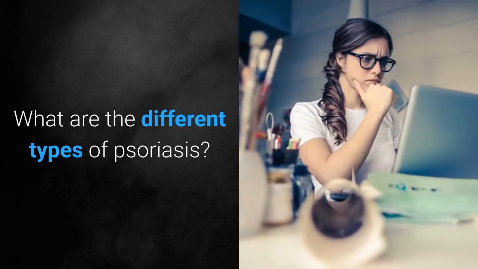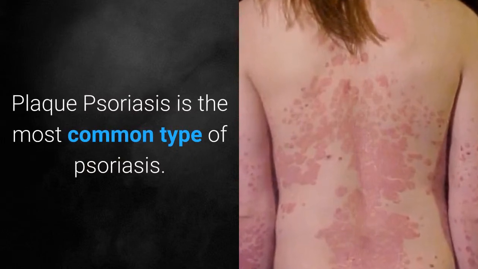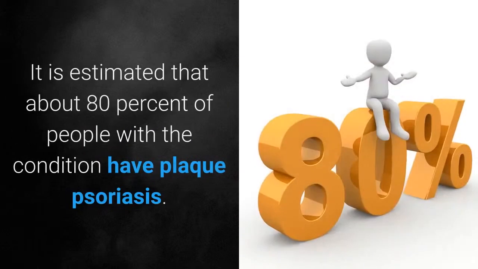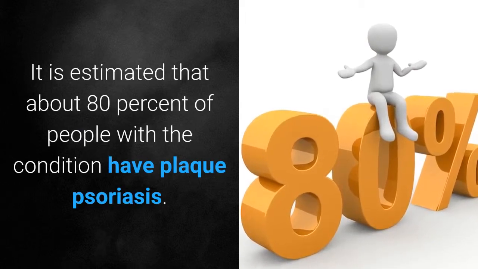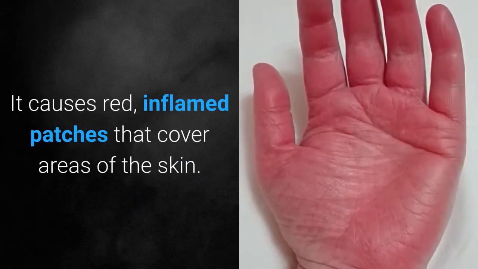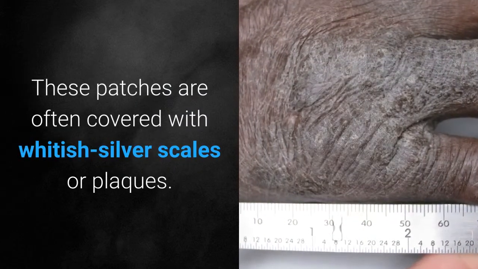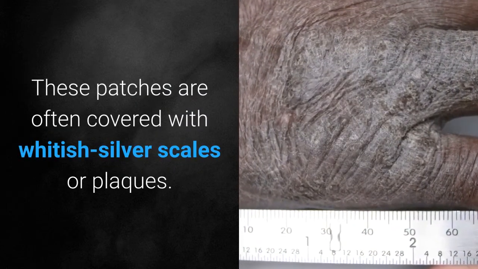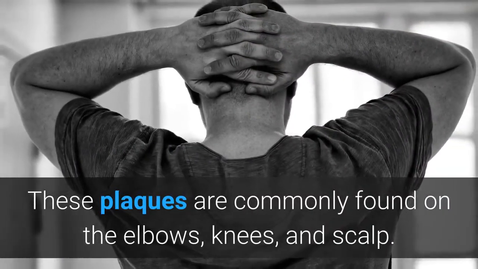What are the different types of psoriasis? There are 5 types of psoriasis. Plaque psoriasis is the most common type of psoriasis. It is estimated that about 80% of people with the condition have plaque psoriasis. It causes red, inflamed patches that cover areas of the skin. These patches are often covered with whitish-silver scales or plaques. These plaques are commonly found on the elbows, knees, and scalp.